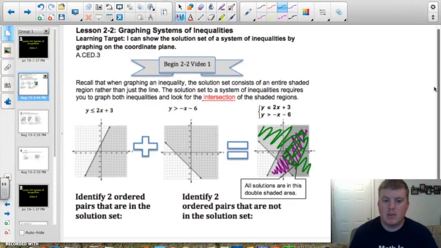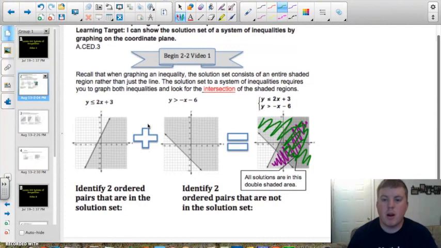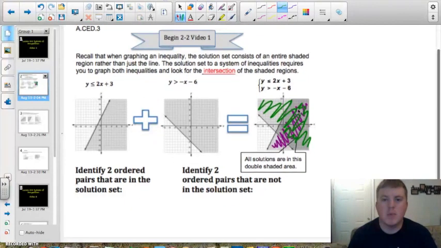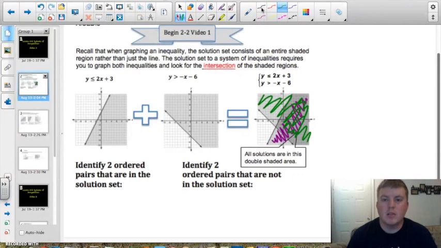So when we're asked to identify two ordered pairs as part of the solution set, we can pick any two ordered pairs that are within that shaded region, and they will work as solutions for us. Also, one other thing to note, if it's on the solid line, it will be a possible solution.